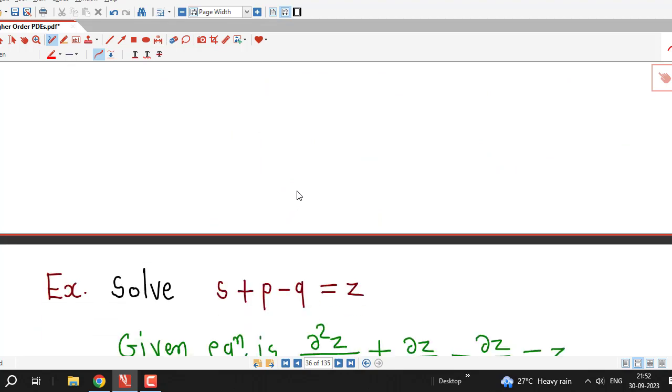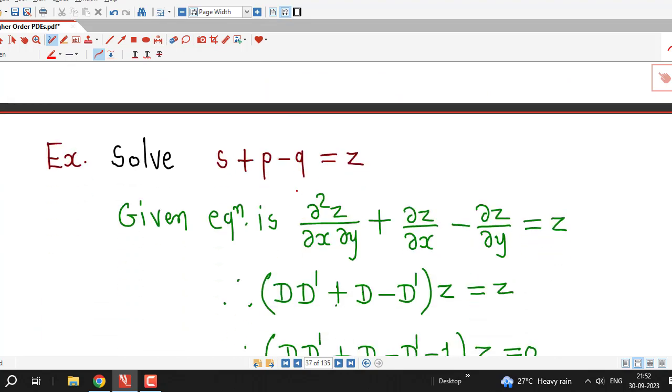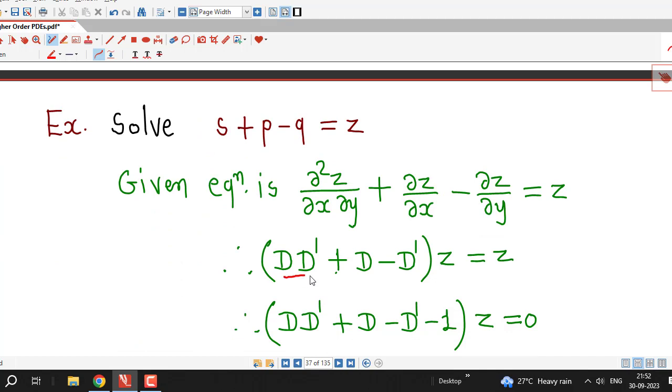All these are homogeneous linear partial differential equations with constant coefficients, and in which we have taken this operator capital F, which is non-homogeneous. This is another example. S is del square z by del x del y, P is del z by del x, Q is del z by del y equal to z. And in symbolic form, this is d dash, this is d minus d dash z equal to z.